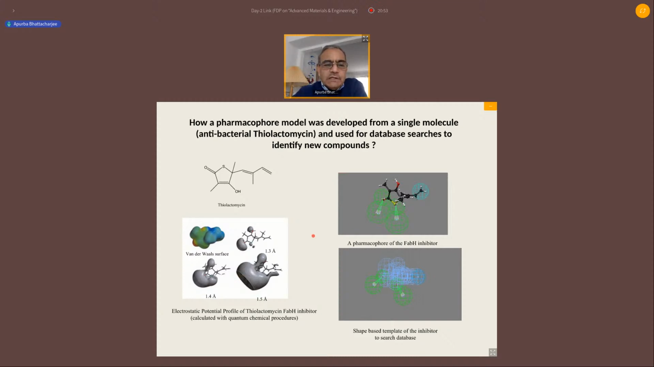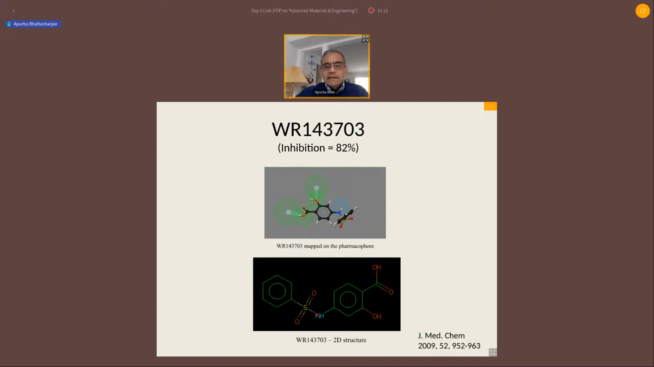And since this part of the molecule has a very weak electrostatic field, we put that hydrophobic site here. Together with this shape, that means the three-dimensional shape of the molecule, we made a template of this molecule, thiolactamycin, and used this for a database search. It gave us very quickly, within a short time, a very important compound which has 82% inhibition of the FABH enzyme. And this is the structure of the molecule.